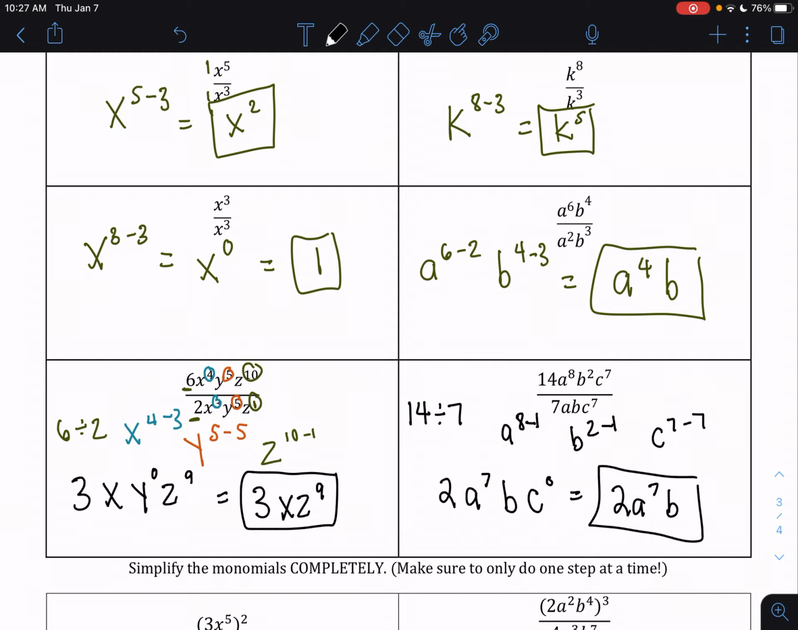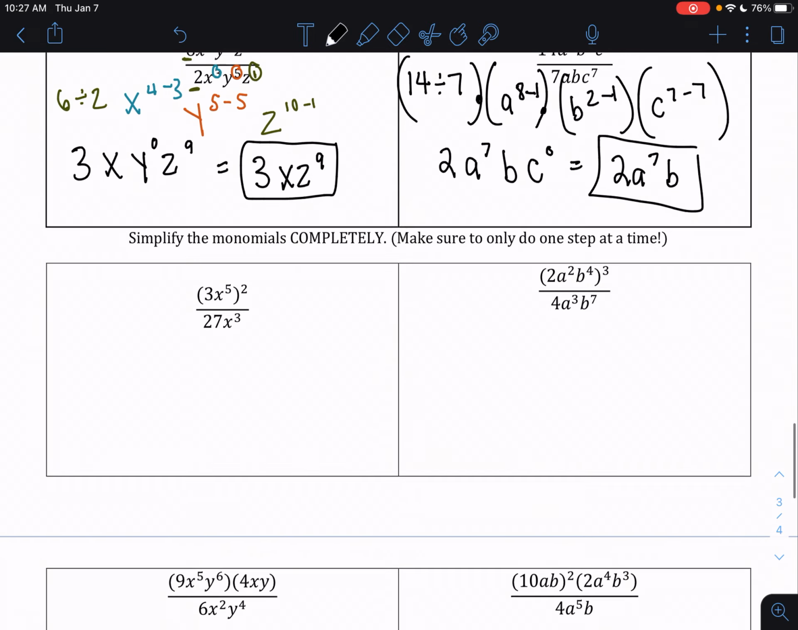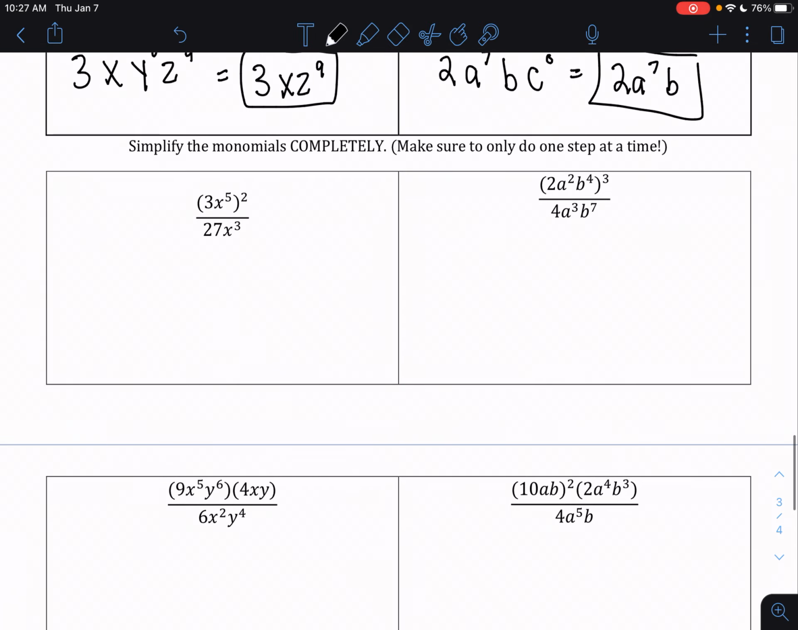Did you get 2 times a to the 7 times b? Hopefully. Remember, when we do these step by step, we're still multiplying each of these things. We're just writing them separately so we don't get confused if we put it all together. All right. It says to simplify the monomials completely and make sure you do one step at a time.